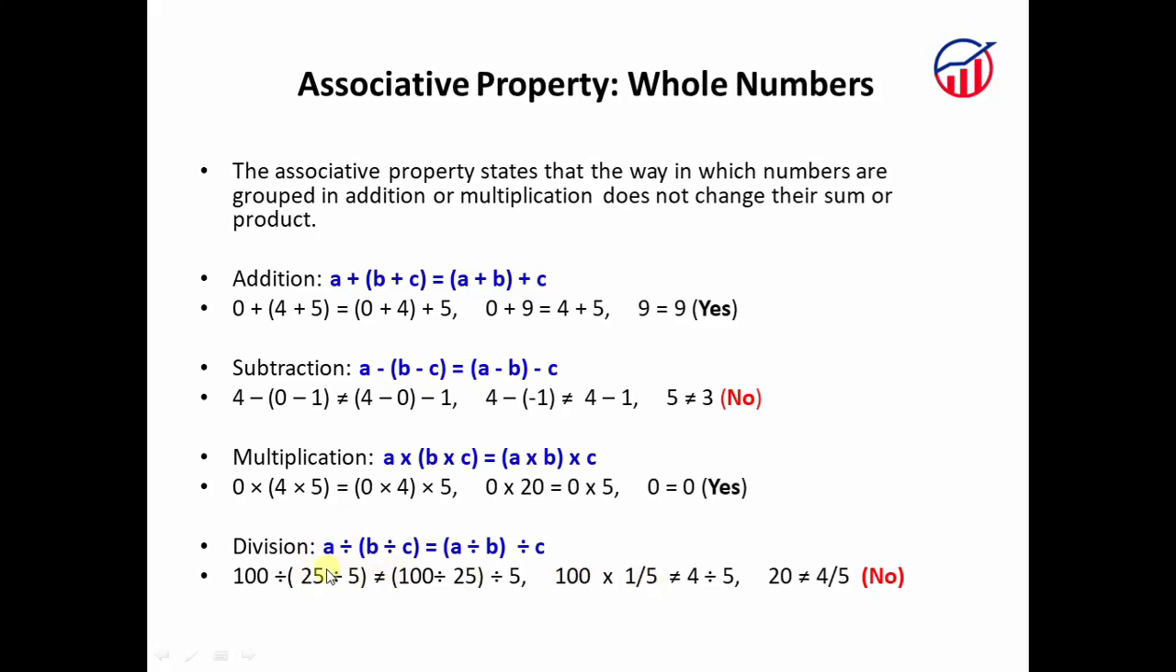25 divided by 5 is over here 5. So 100 divided by 5 would be 4, and on the right hand side we have 100 divided by 5, which is 4, and divided by 5 over here. So on the LHS you have how much? 20. On the RHS you have 4 upon 5. So this does not hold true, hence the associative property for whole numbers also does not hold true.